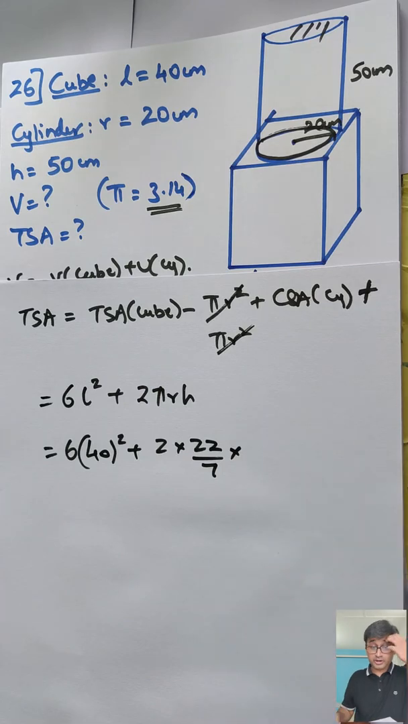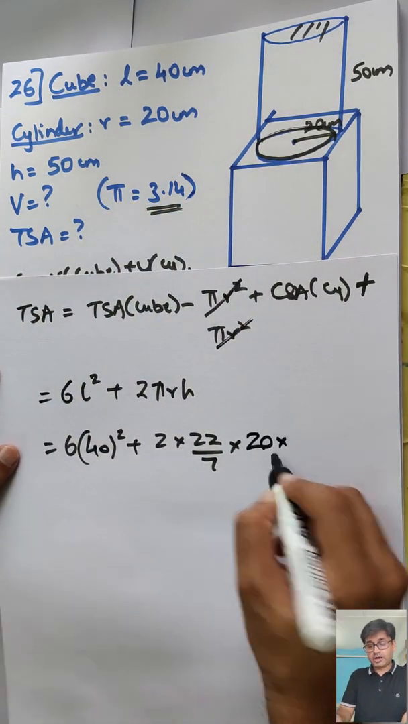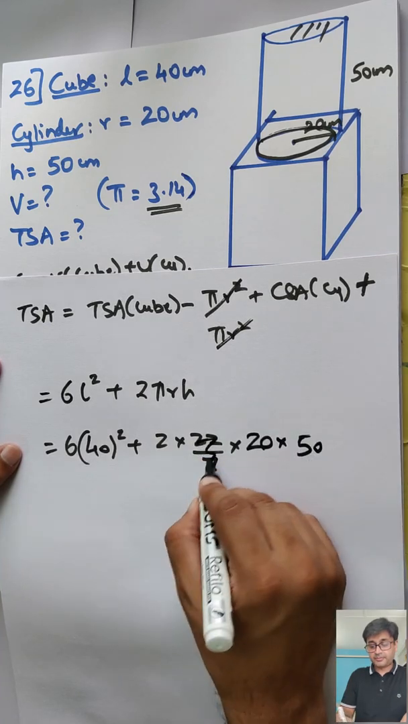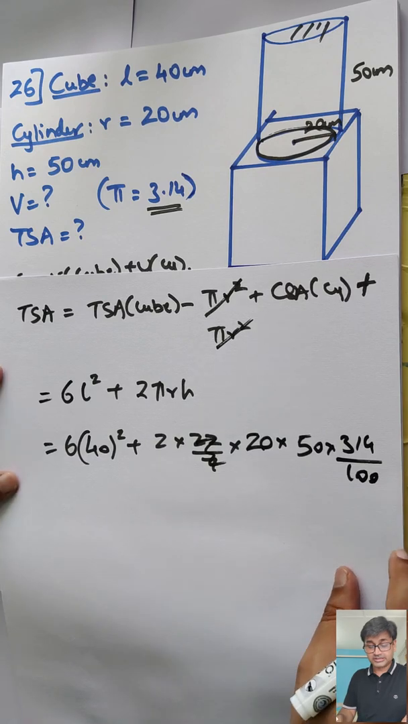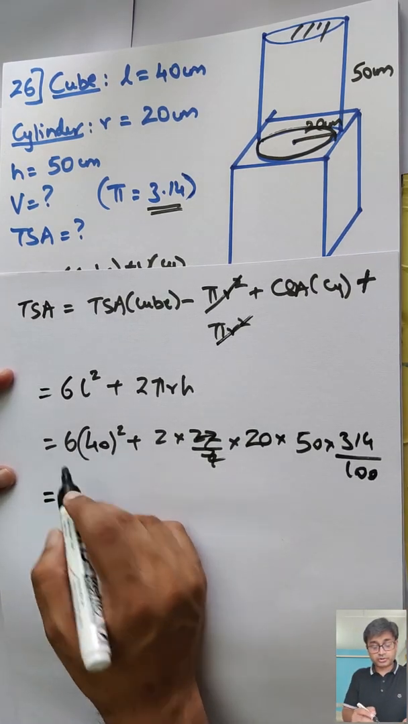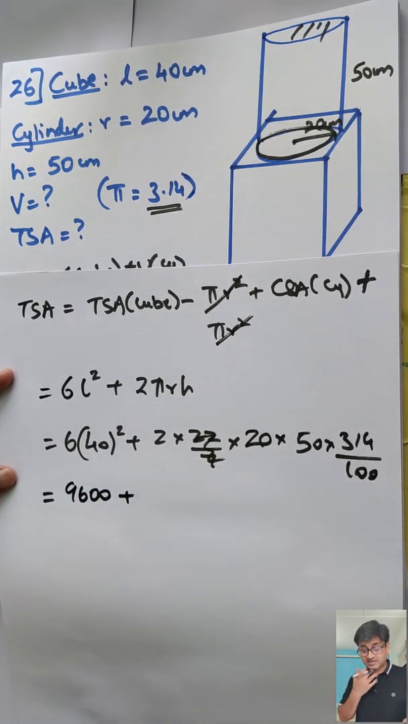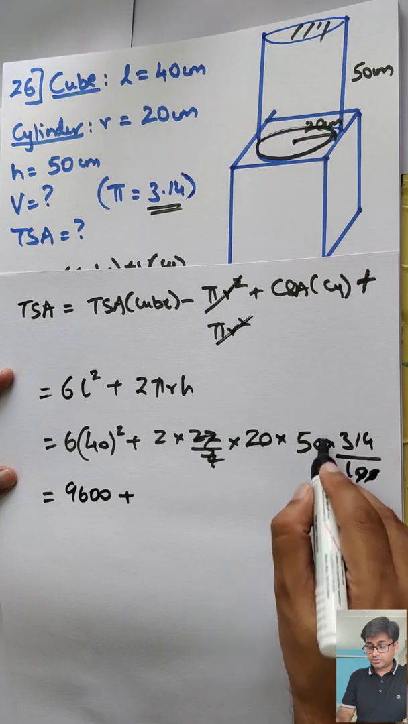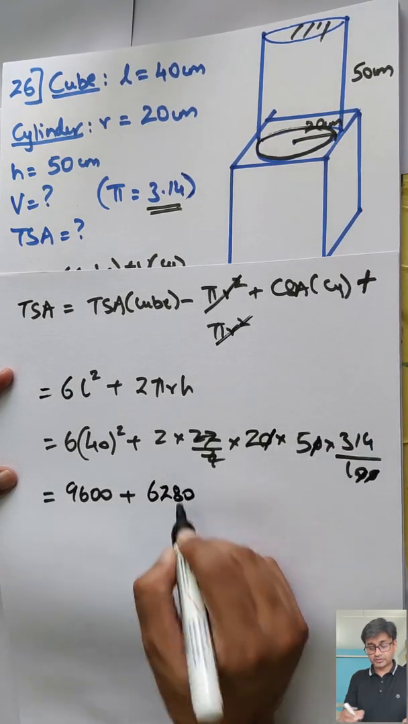So L is 40, 2 pi R. Radius I don't know, or do I know? Obviously you should be knowing, no? Radius is 20 into height, which is 50. Again pi I messed up, 314 by 100. Please don't make that mistake, otherwise you will have it wrong in spite of getting your answer correct. So 4 square 16 into 6, 96 and 2 zeros. Here 2 zeros will get cancelled, so again double of this, that is 6280.